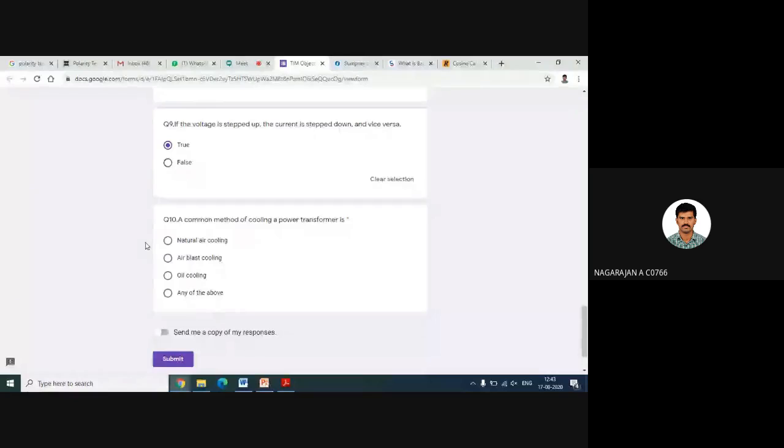A common method of cooling a power transformer. Still, I have not covered this topic. Common method of cooling is, in any book, you can use any of them. Natural air cooling, air blast cooling, and oil cooling. Since those topics will come under second module, I'll teach them later. So you can put the answer as any of the above. Oil cooled transformers are there. Actually, natural air cooling transformers are also there. So all the three methods are used for cooling a transformer.